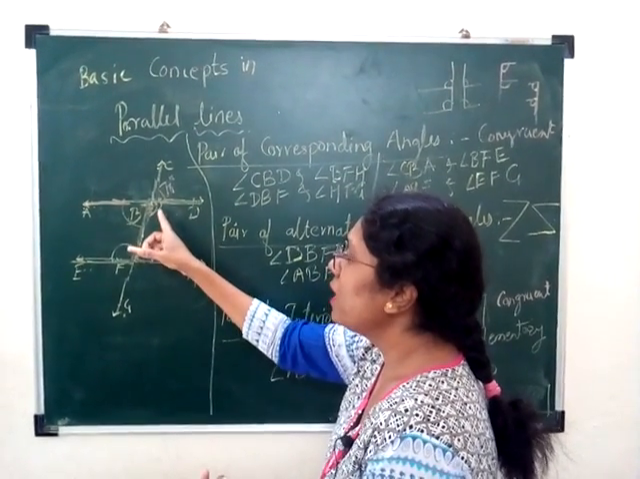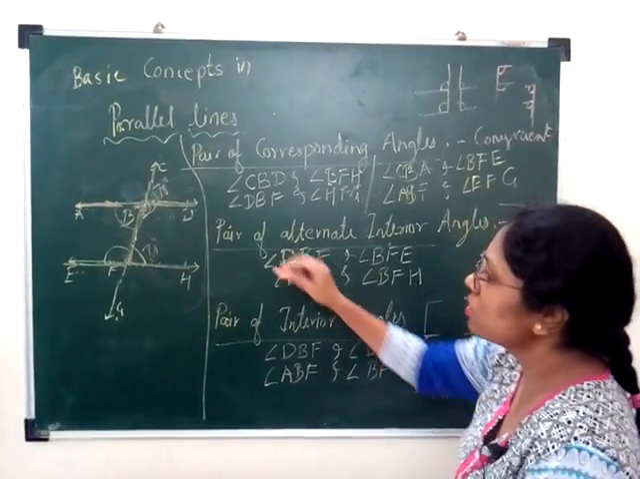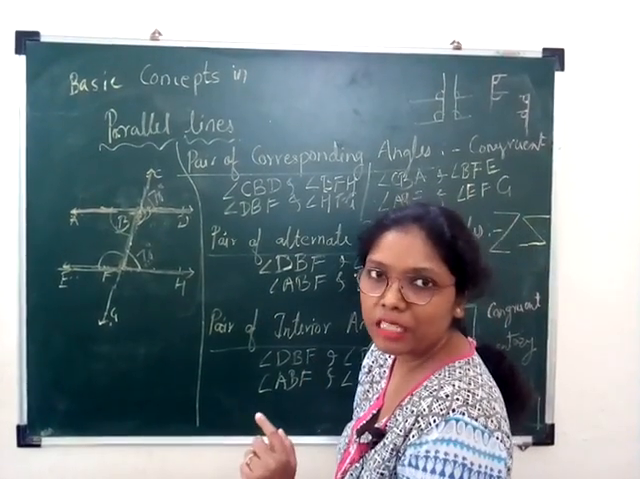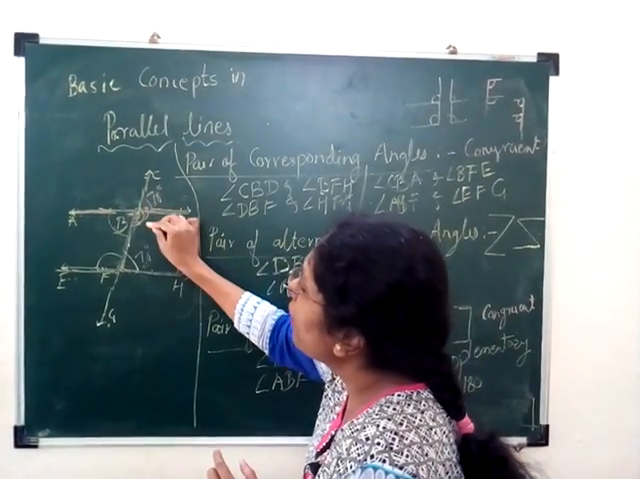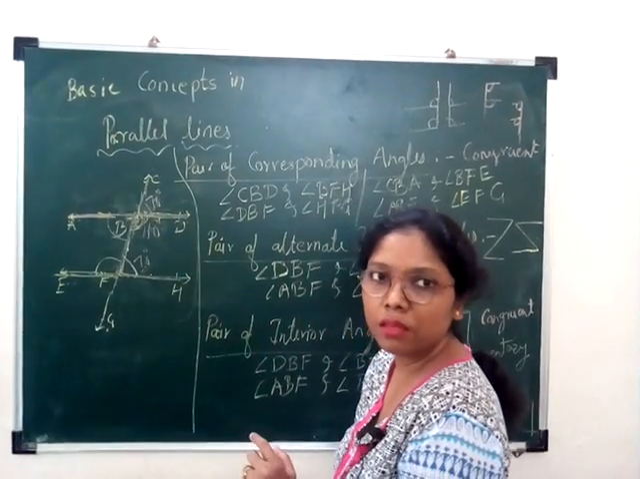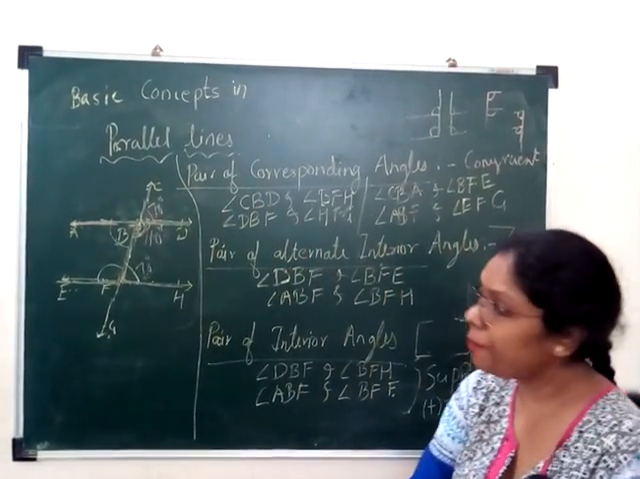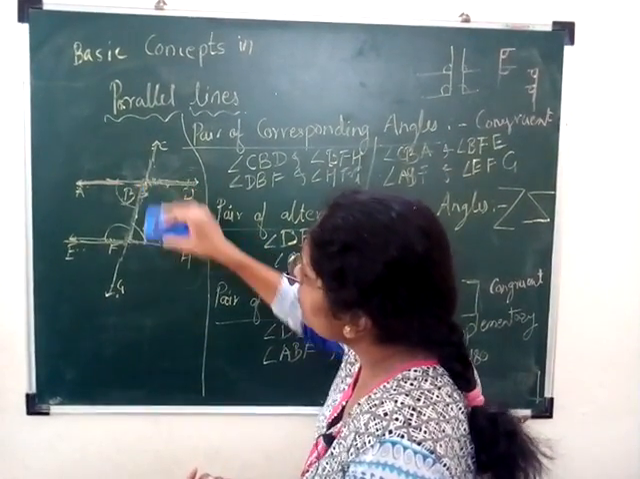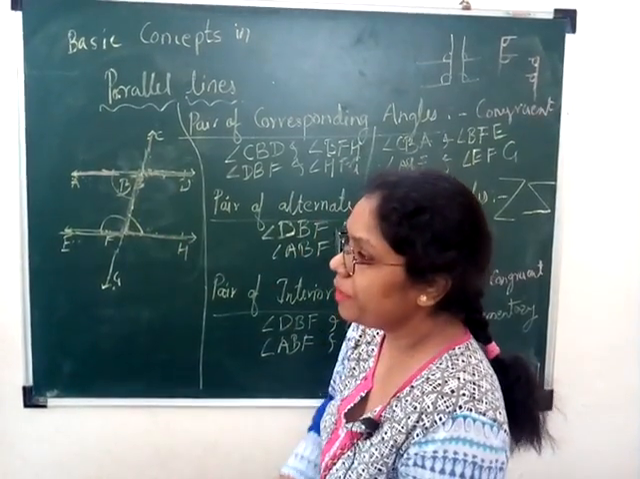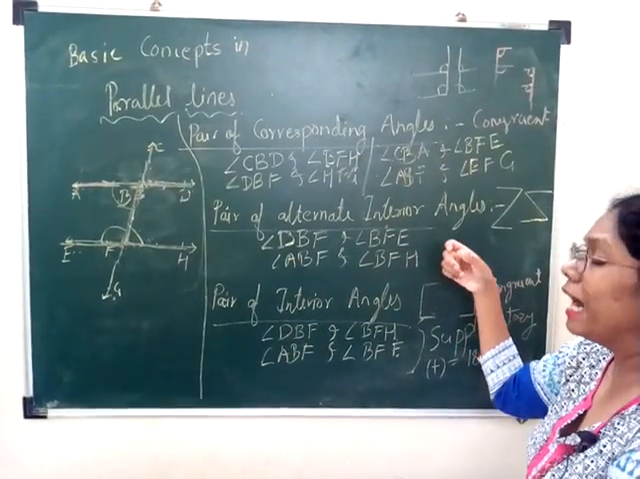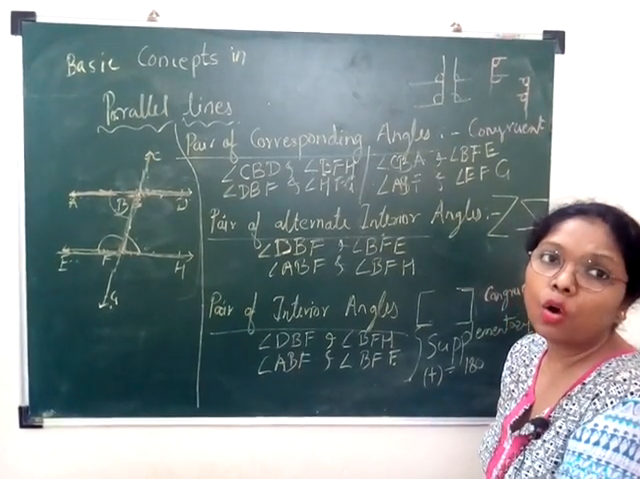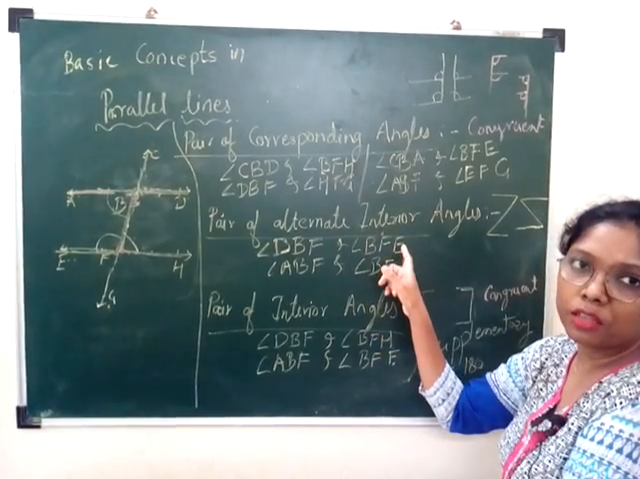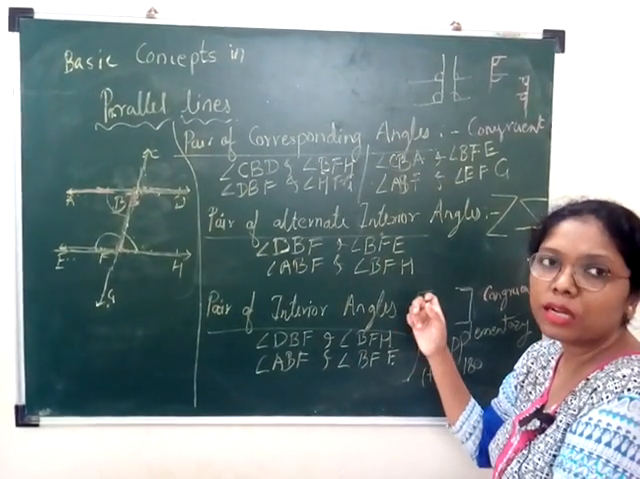Then, if I want to find this one, it will be 180 minus 70 because these two are interior angles. So whenever interior angles are there, they are supplementary and this angle will become 110. Got it? So remember, corresponding angles are always congruent. Interior angles are always supplementary and alternate interior angles are always congruent. These two angles are always congruent. That means the measure of one will be the measure of the other. This is called congruent angles.